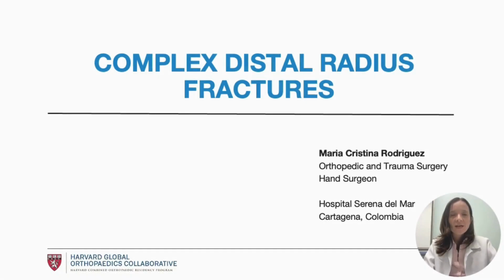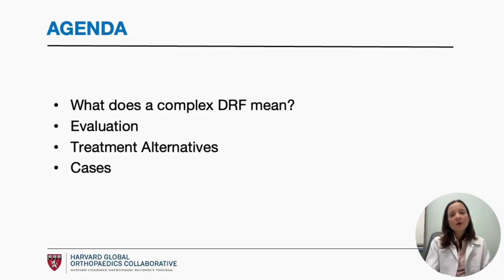Welcome everyone. Today we're going to talk about complex distal radius fractures, which are actually better described as wrist injuries because they combine the bone component with different degrees of articular instability. We're going to go through the main components of complex distal radius fractures, the basics for initial evaluation, which lay the foundation of how these injuries should be approached.